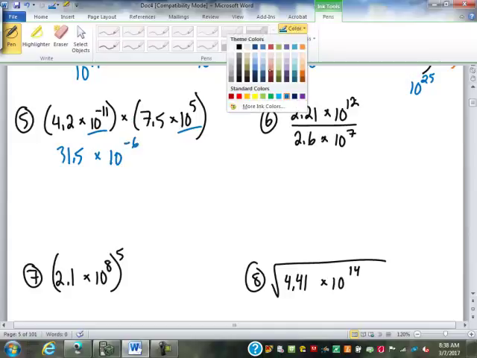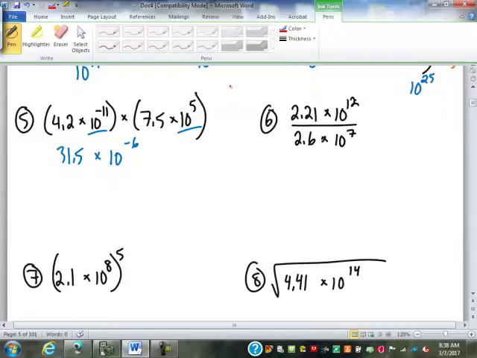Negative 6. What's wrong with this number right now? Yeah, there's 2 digits in front of the decimal point. We've got to move the decimal point over. Make that 3.15 times 10. So now this number changed, our power has to change. This number got smaller, the power has to get larger, yes. So negative 6 plus 1, negative 5.